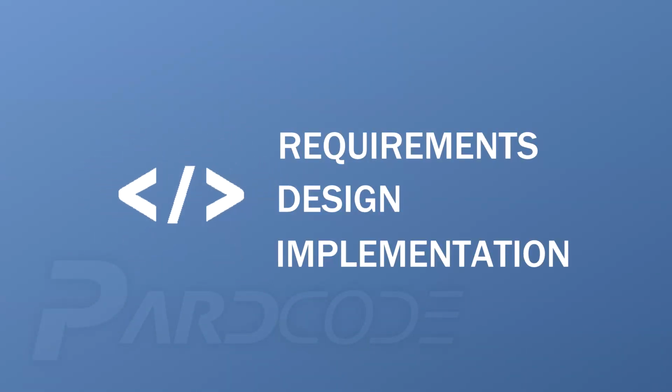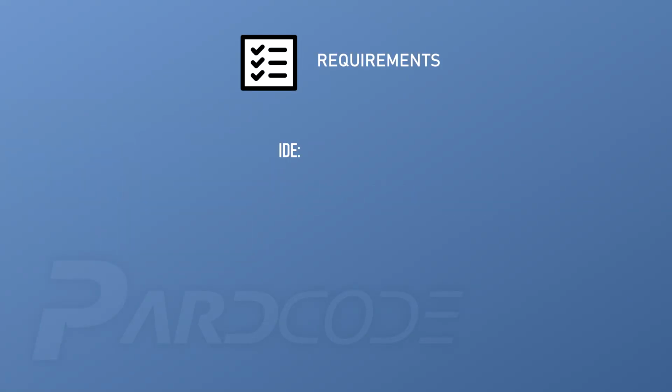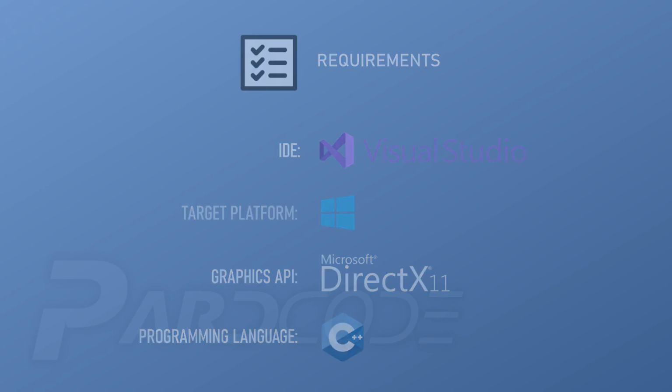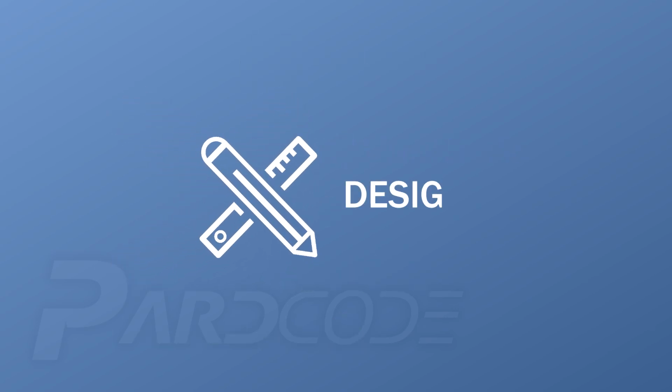As always, we will face three main parts: requirements, design, and implementation of all the necessary things to make a 3D ocean. Let's start with the requirements. We need a C++ IDE. In this series we use Visual Studio 2019 Community. The target platform is Windows. The target graphics API is DirectX 11, and last but not least, a bit of knowledge of C++ programming language is recommended. Now we can start the design part.